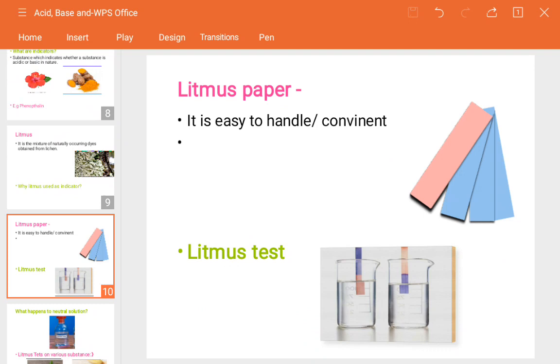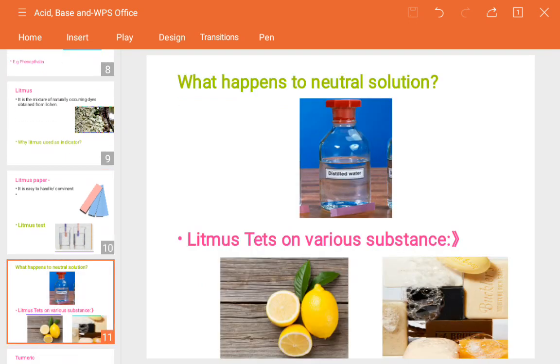These litmus papers we have seen are very easy to handle, convenient, and the cheapest too. Next, what happens to a neutral solution? See, what happens with neutral solutions, guys? They will not change, just as I told you.